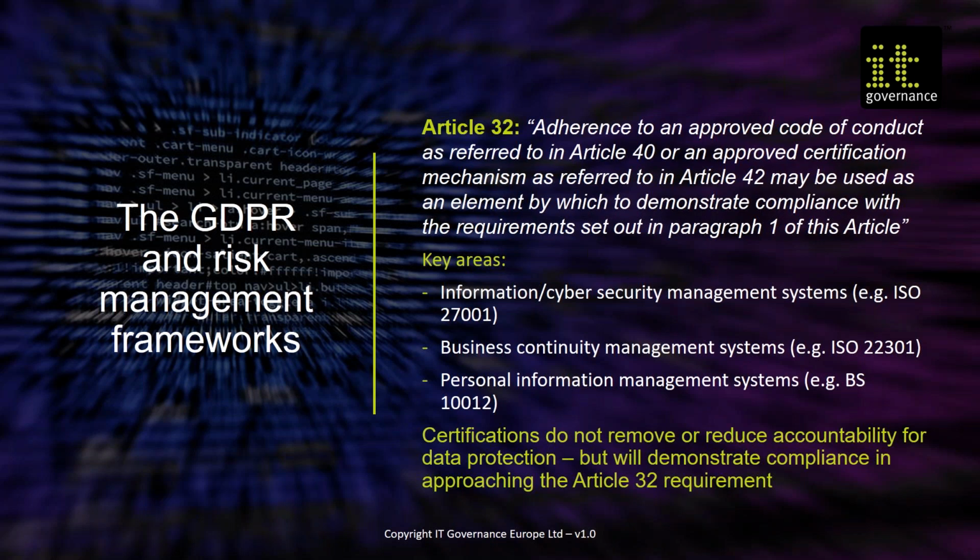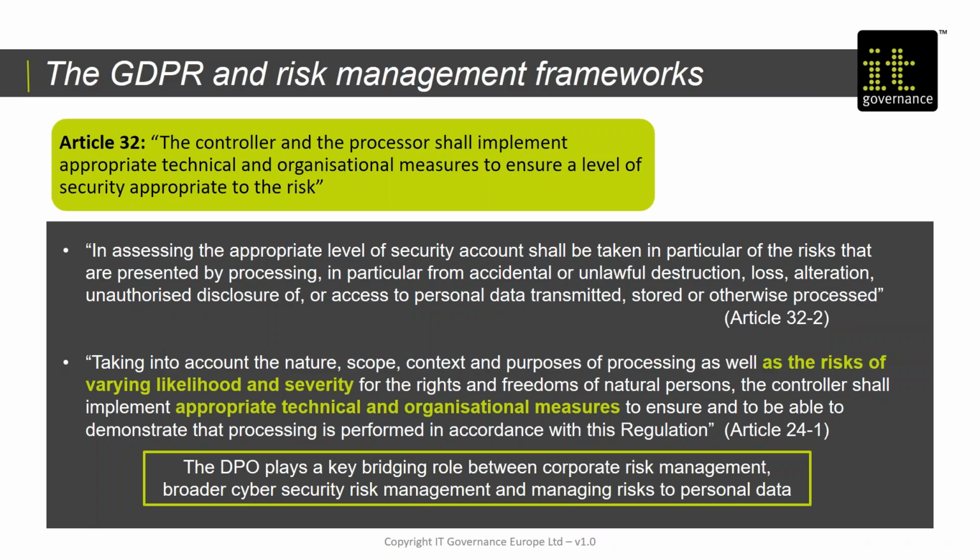Article 32 says the controller and processor have to really cooperate to make sure appropriate measures are in place to protect the rights and freedoms of natural persons, and these measures should be appropriate to the risk. It defines very clearly that the risk is anything that might undermine the confidentiality, integrity, or availability of the data, whether in flight or at rest, so access to personal data transmitted, stored, or otherwise processed.